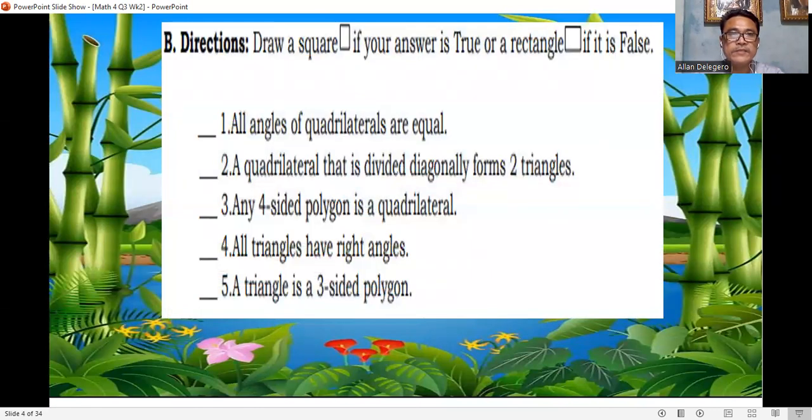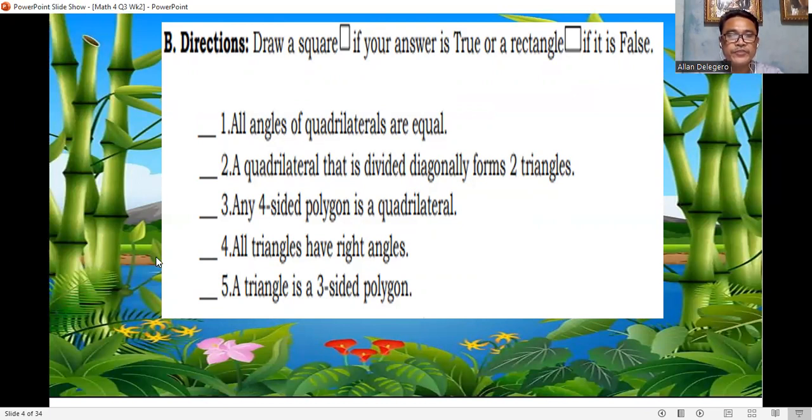Let's continue. Draw a square if your answer is true, or a rectangle if it is false. Number 1, all angles of quadrilaterals are equal. 2, a quadrilateral that is divided diagonally forms 2 triangles. 3, any 4-sided polygon is a quadrilateral. 4, all triangles have right angles. 5, a triangle is a 3-sided polygon.